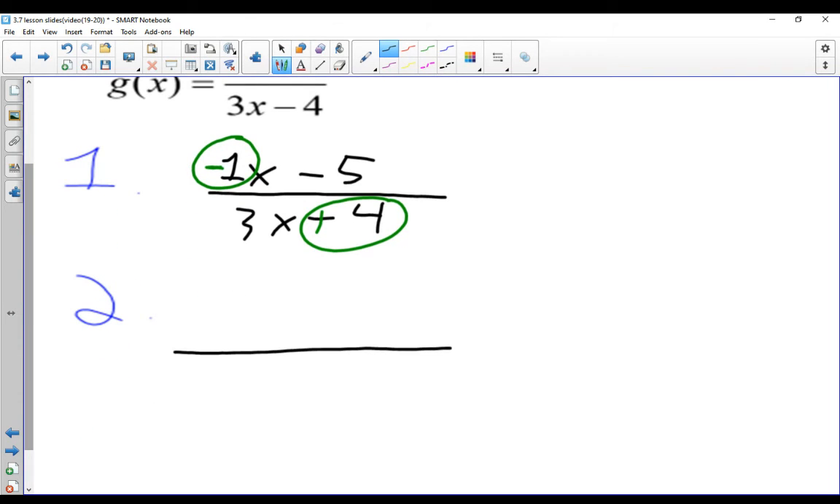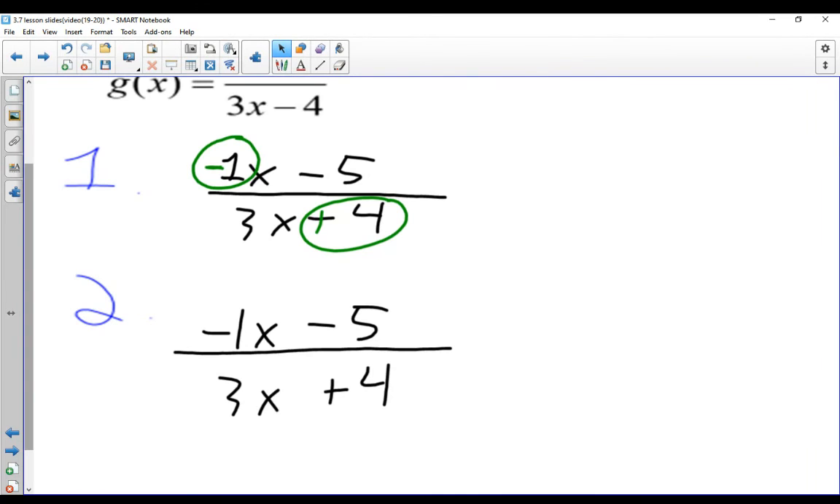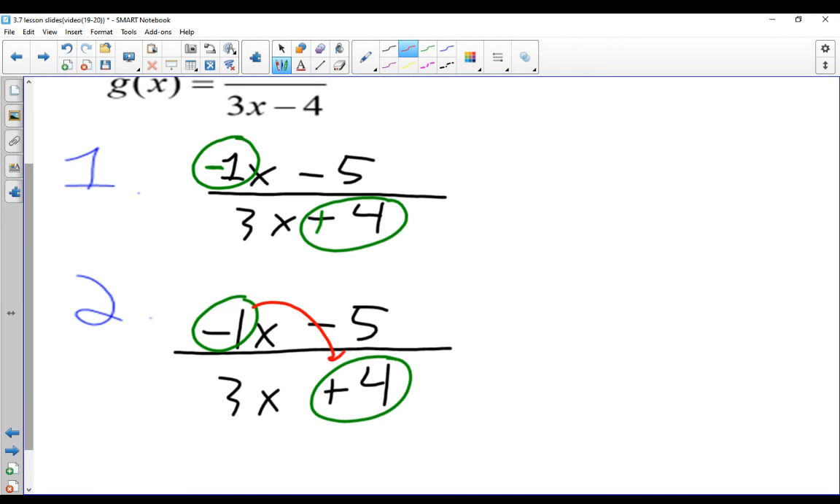Now for the second step. Well, you've just changed that 1 to a negative, and you just changed that 4 to a positive. But we're still going to look at those two numbers. Now for step 2, what I want you to do is take those two numbers, switch places with them.